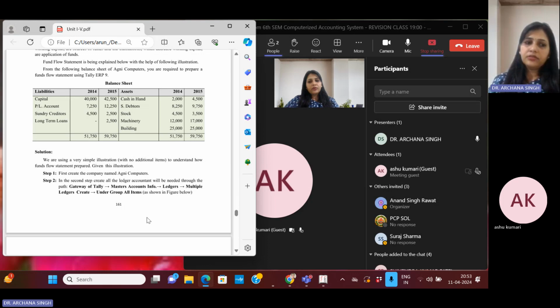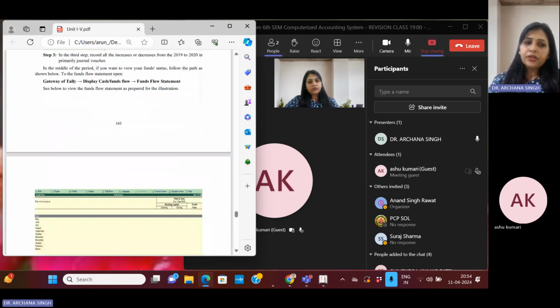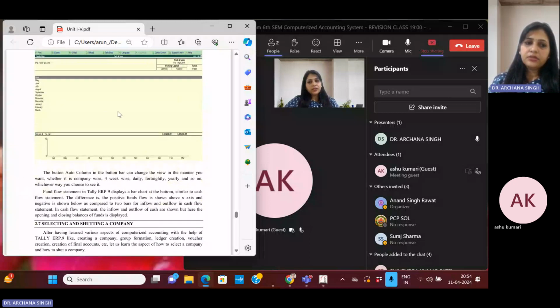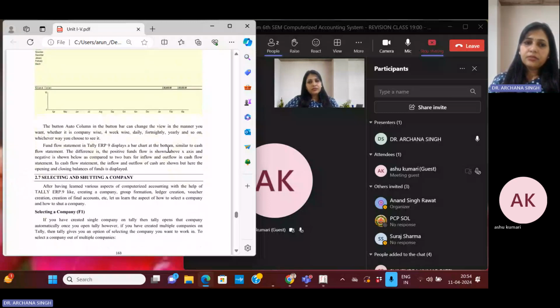तो जब display करोगे तो it will appear like this. And button auto column is the button bar, can change the view of manner you want. And fund flow statement Tally में आप क्या करोगे, displays a bar chart at the bottom. ये देखो bar chart है at the bottom, similar to cash flow statement.